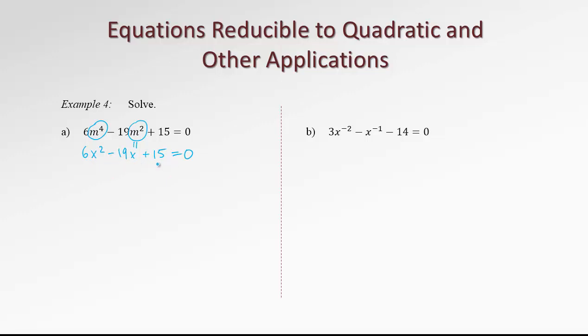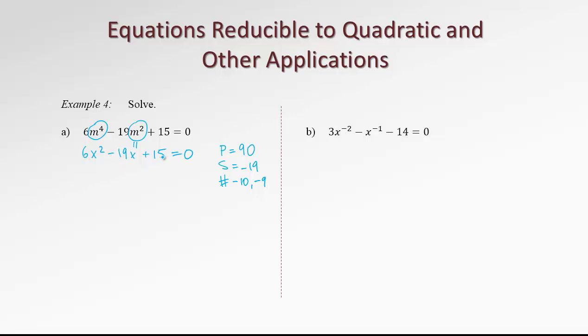We could either try factoring or the quadratic formula. Let's see if factoring is a possibility. To check this, let's multiply the outside coefficients. So the master product is 6 times 15, which is 90, and the middle sum is negative 19. So do we have two numbers that multiply to 90 and add up to negative 19? Yes, we have negative 10 and negative 9.